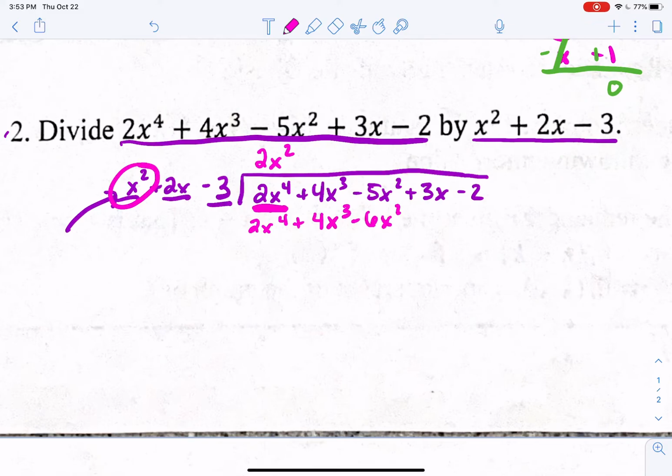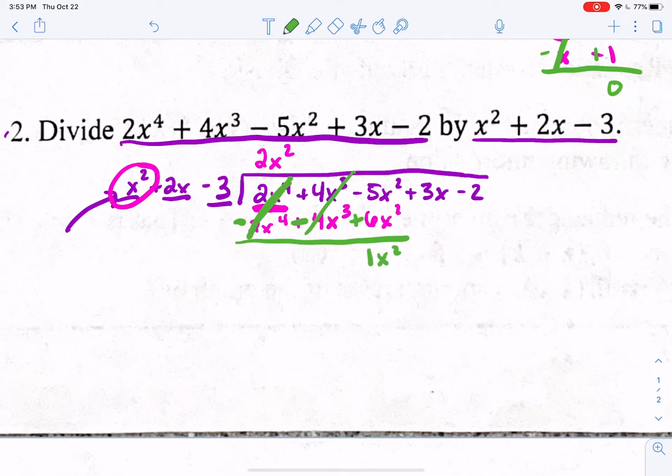Okay, then I'm going to switch the signs. So this becomes negative, this becomes negative, this becomes positive. Okay, so this guy cancels out. And 4x cubed minus 4x cubed, that's going to cancel out also. Okay, so just bear with me for just a second, all right? Negative 5x squared plus 6x squared is 1x squared.